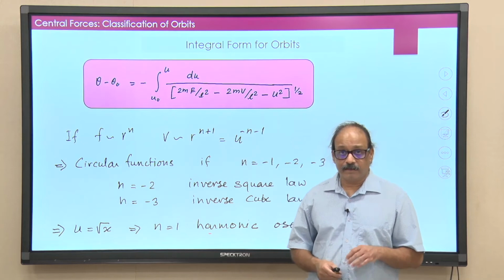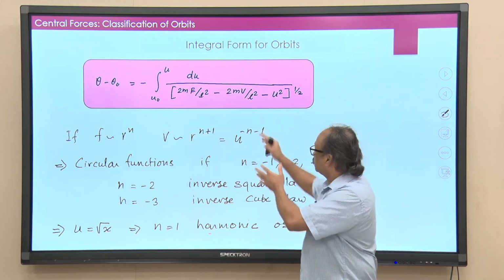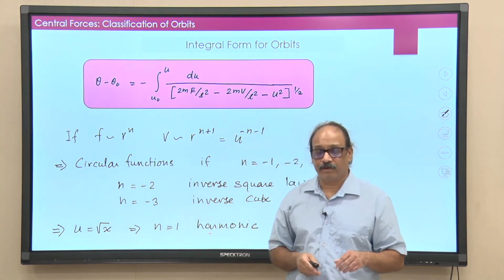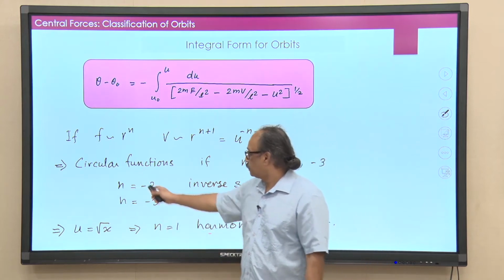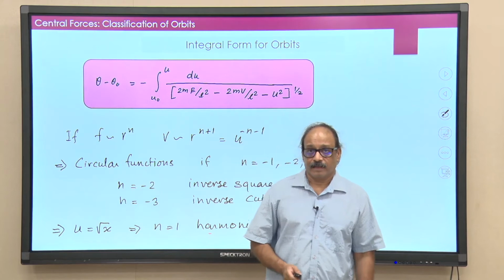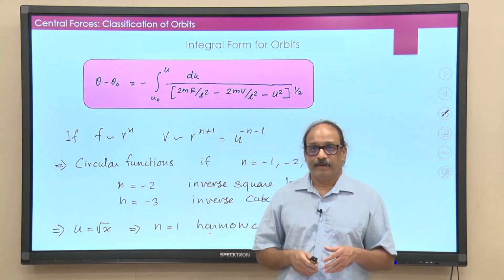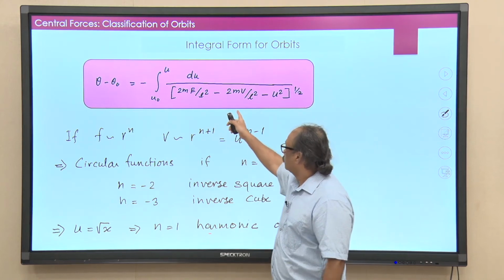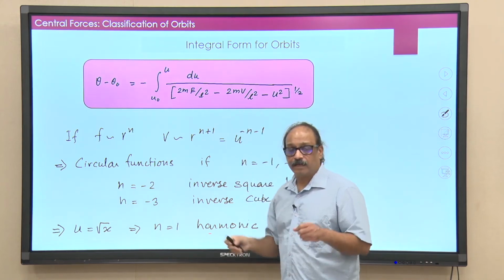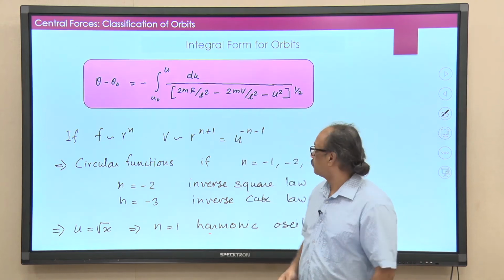It is not that these are the only possibilities for which this problem can be solved. These are the easiest solutions where you get circular functions as answers. But of course, there are many other techniques by which you can get some sort of a closed or analytic answer out of this.